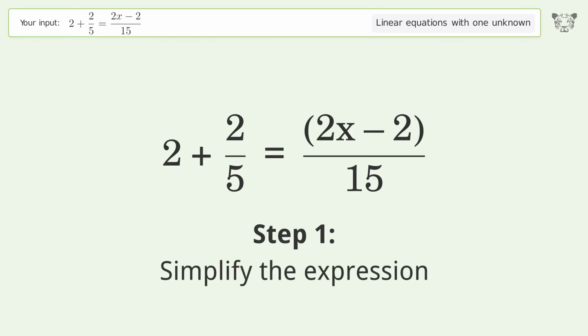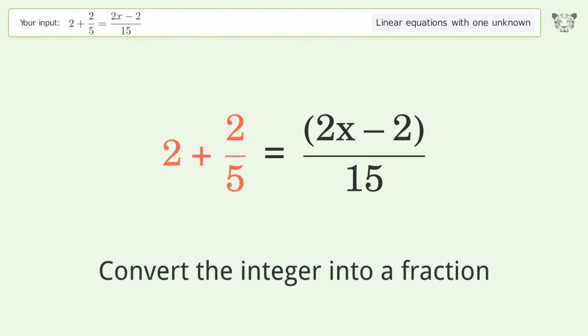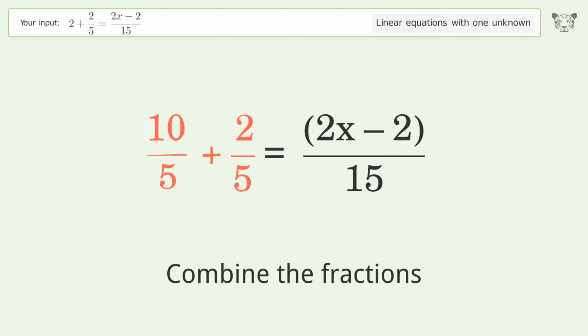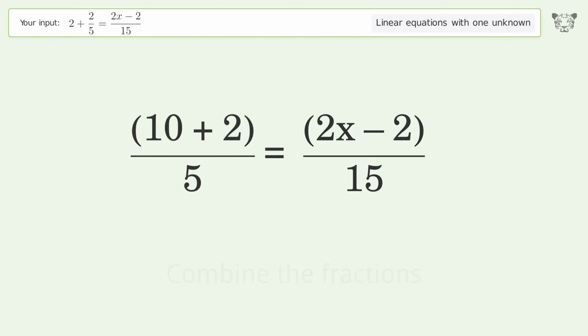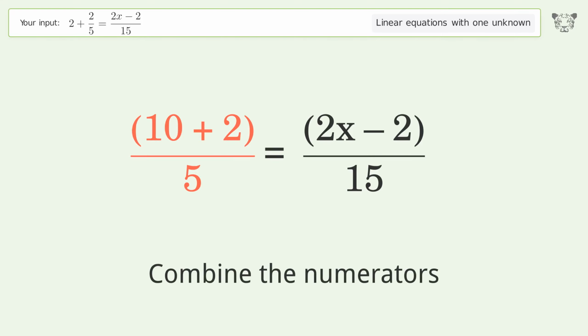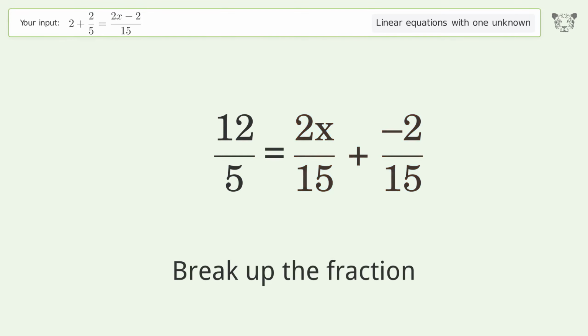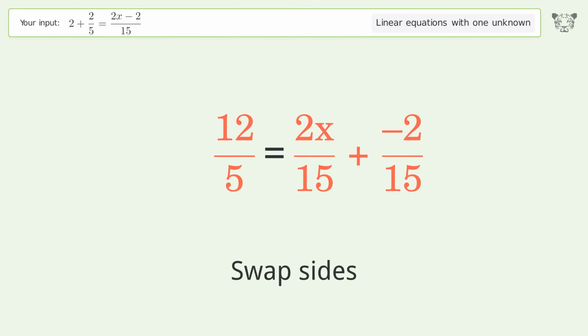Simplify the expression. Convert the integer into a fraction. Combine the fractions. Combine the numerators. Break up the fraction. Swap sides.